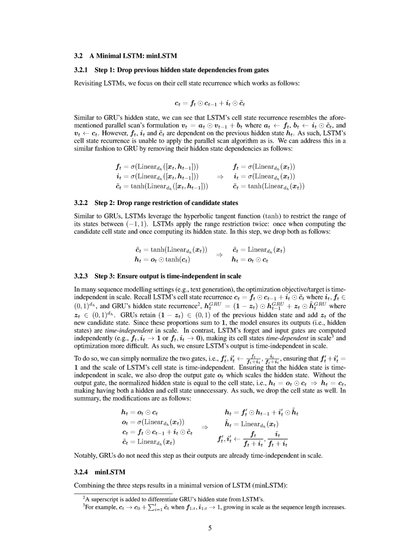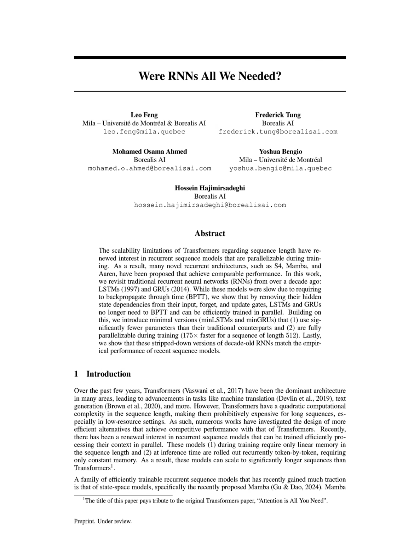By removing hidden state dependencies from their gating mechanisms, minLSTM and minGRU can be trained efficiently using the parallel scan algorithm, allowing for significant speedups in training, up to 235 times faster for a sequence length of 512 compared to traditional LSTMs. Additionally, these minimal versions eliminate the constraints on output range imposed by the hyperbolic tangent function, resulting in models that are not only parameter efficient but also capable of maintaining time-independent outputs.